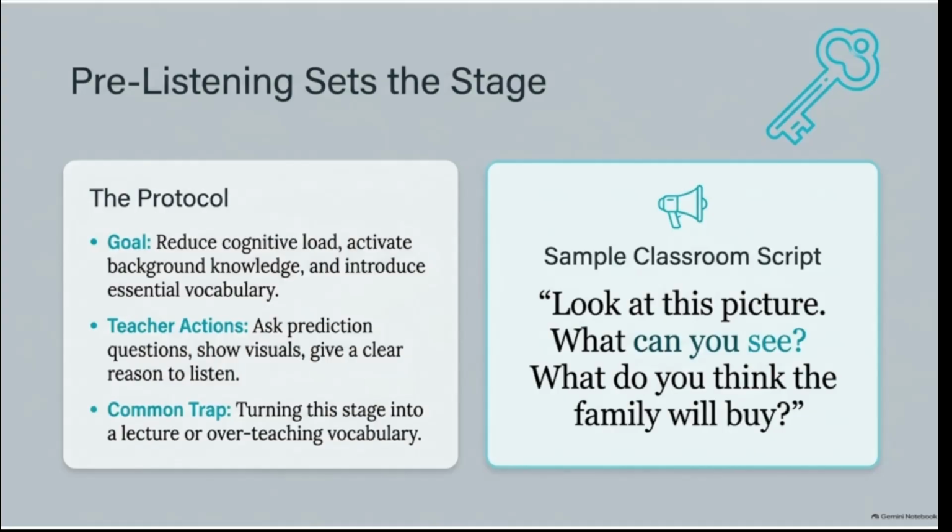Useful teacher actions include asking prediction questions, showing visuals, and giving students a clear reason to listen. For example, instead of explaining every word students will hear, the teacher might show a picture and ask, "Look at this picture. What can you see? What do you think the family will buy?" Students might predict, "Maybe they will buy fruit. Perhaps they will buy milk. I think they will buy bread." Now students have a purpose. When the audio starts, they are listening to confirm or revise their predictions.